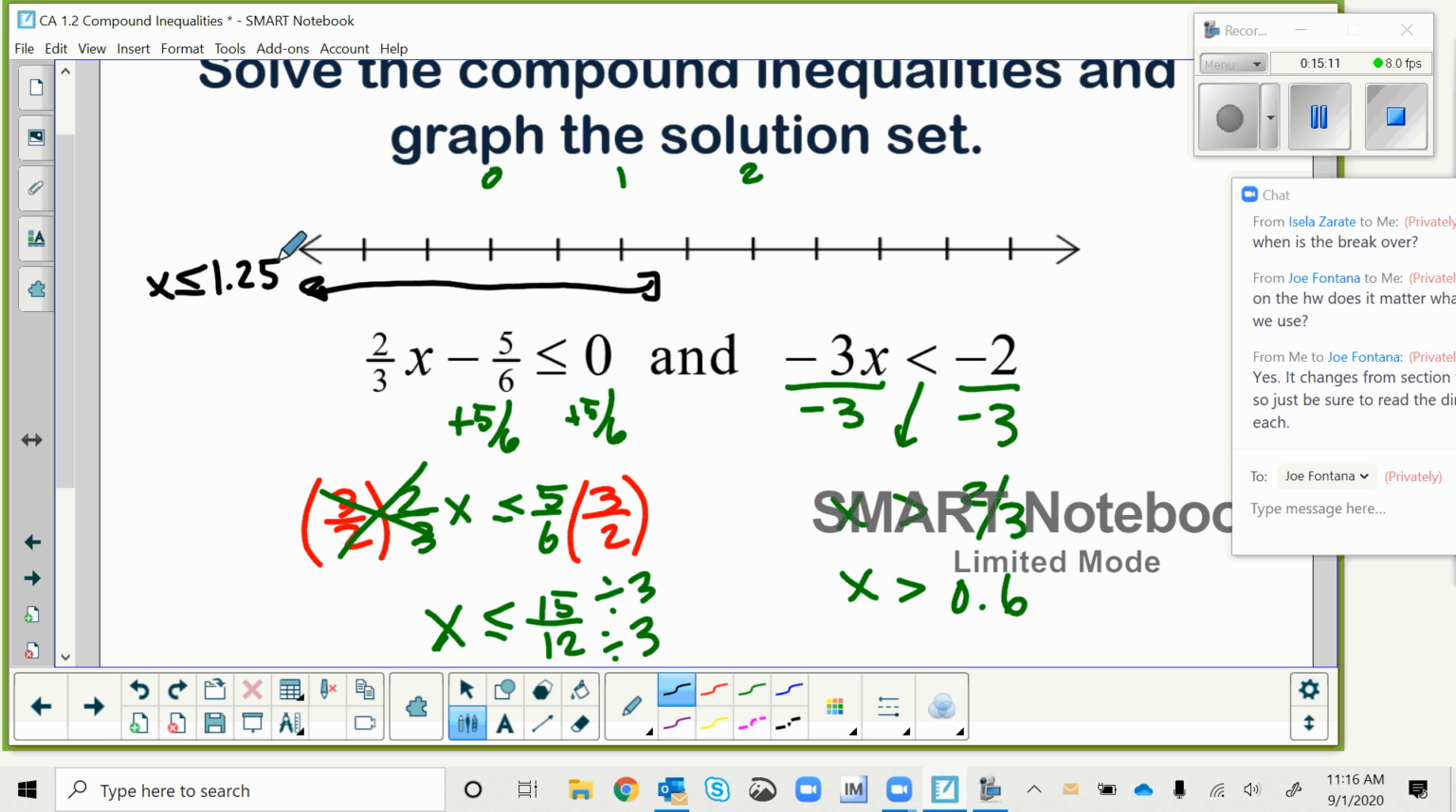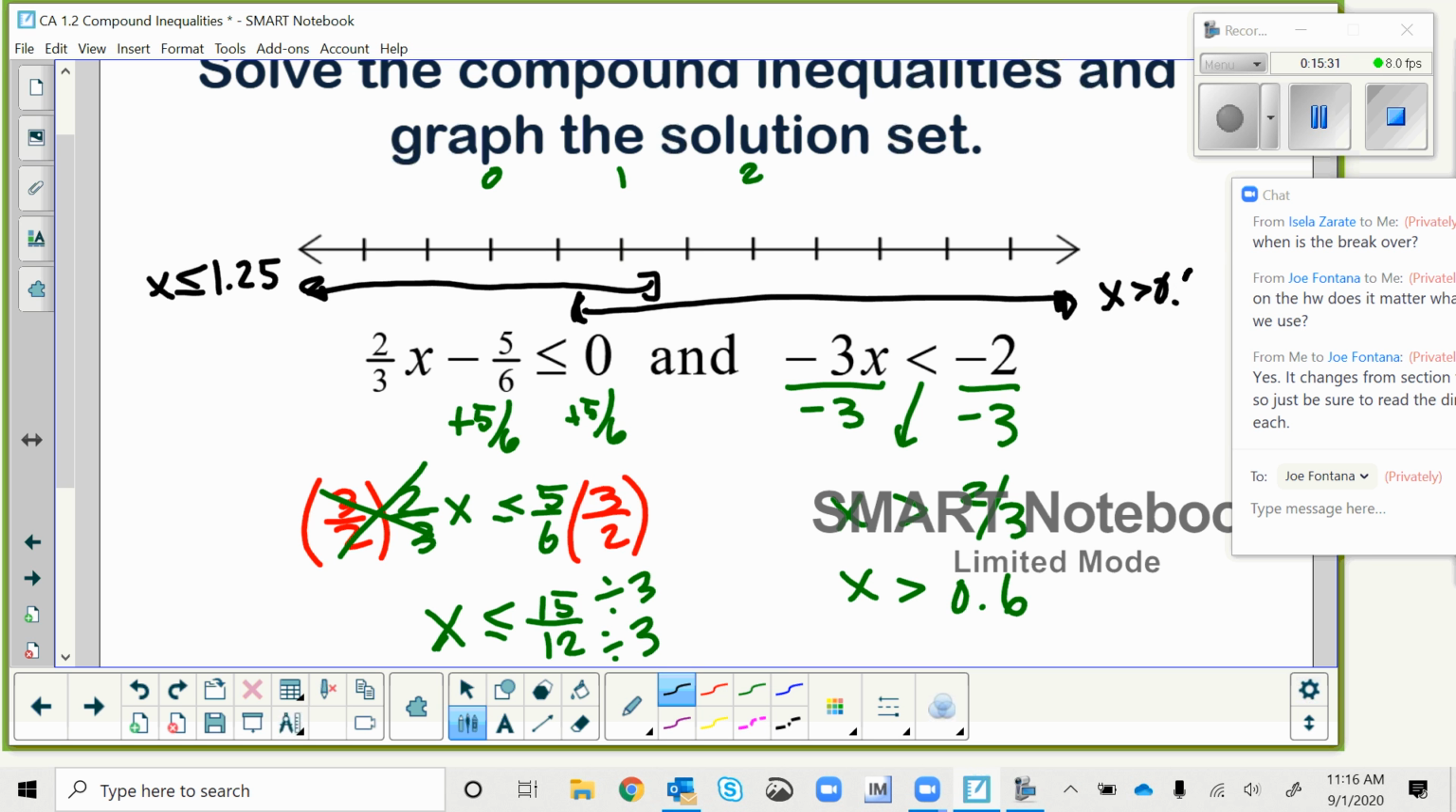And then for the second inequality, I want all x's greater than 0.6. So here's 0.5, 0.6 is just a little bit to the left. So here's my 0.6, and I want everything bigger than that. So this is x greater than 0.6, or the 2/3.